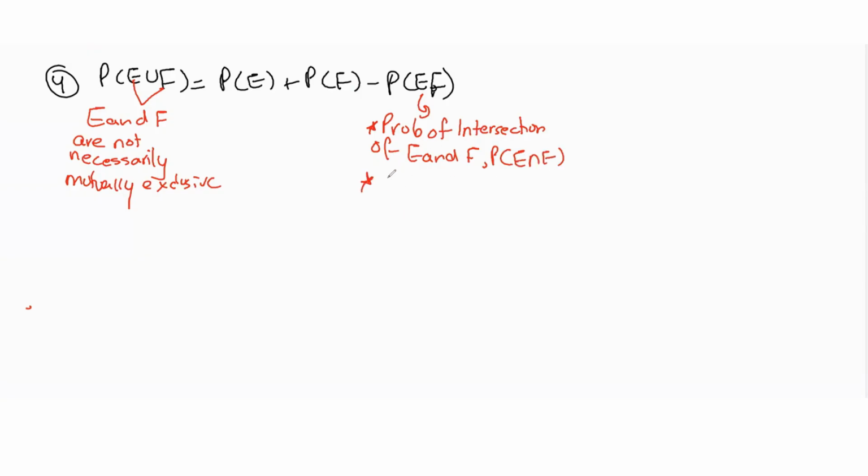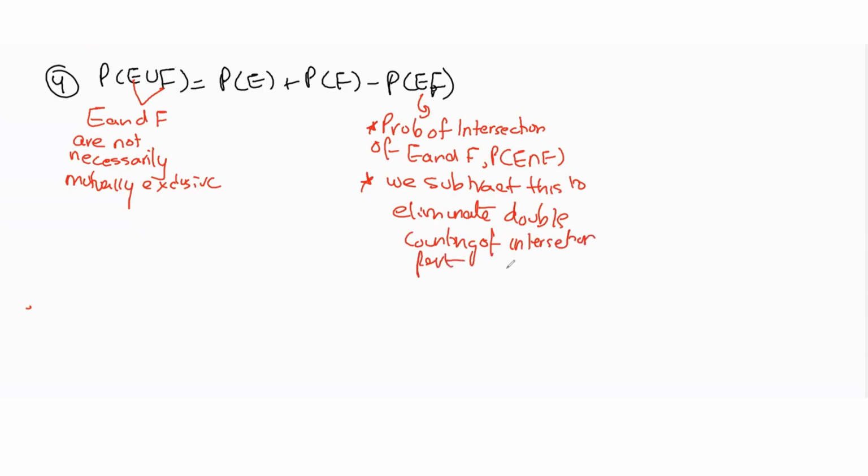So we subtract this to eliminate double counting of the intersection part. This is why we need to subtract it: if you look at these two, this is E, this is F. If these are two events and they're not necessarily mutually exclusive, they can have common outcomes, this is the common part between them. If we were just to add probability of E plus probability of F, we'd add the intersection part twice. So we subtract it once to eliminate double counting.